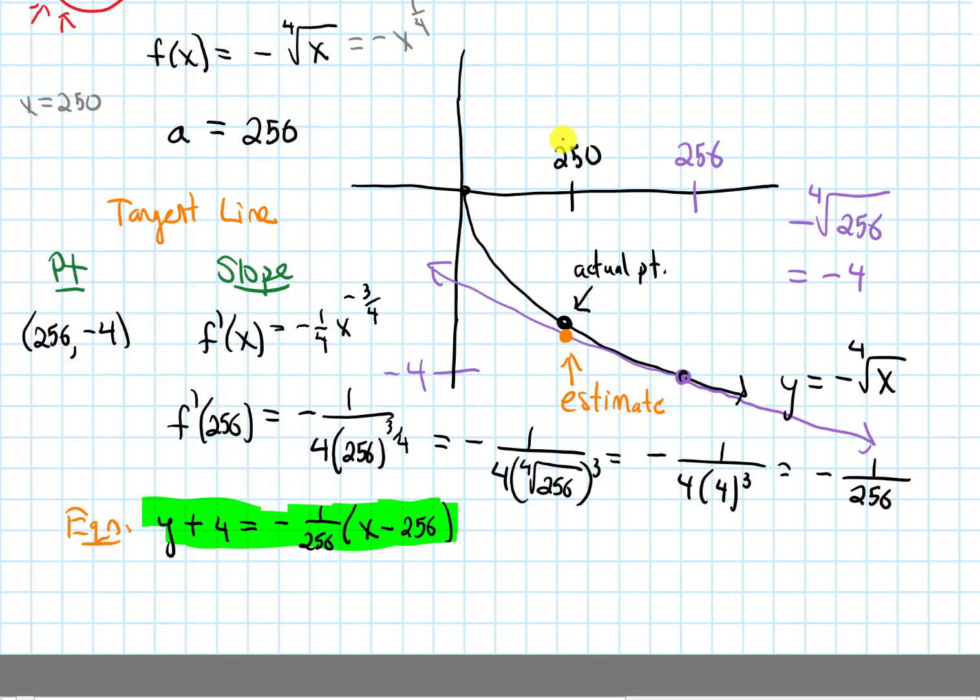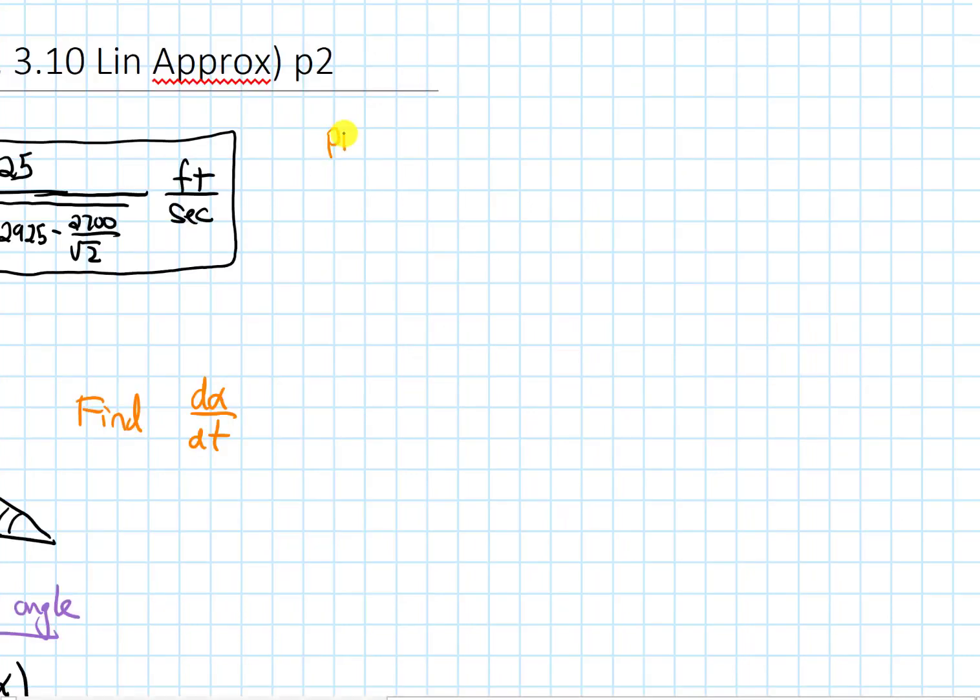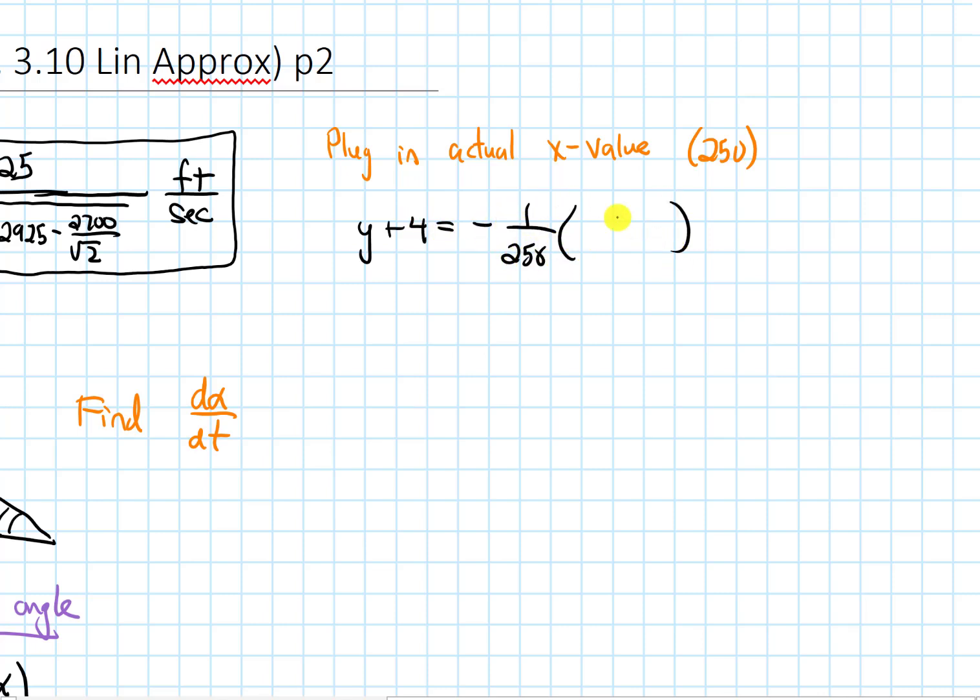Now we need to plug in the actual x value, the 250, into that tangent line equation, because that'll give me this estimate point. So we are now going to plug in the actual x value, which is 250. Our equation was y plus 4 equals negative 1 over 256 times x minus 256. Now we're plugging in the 250 for the x.